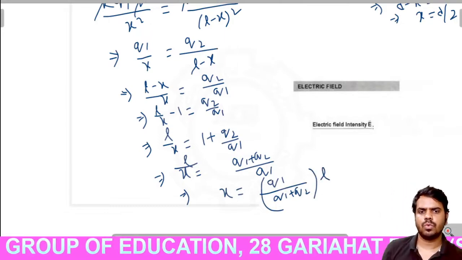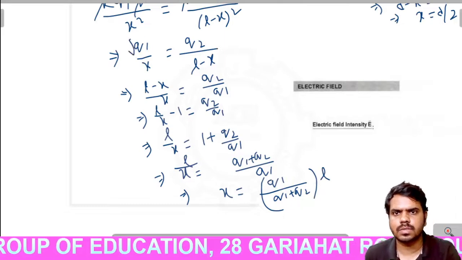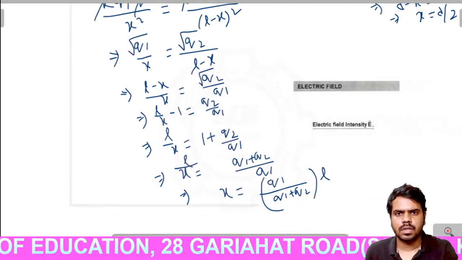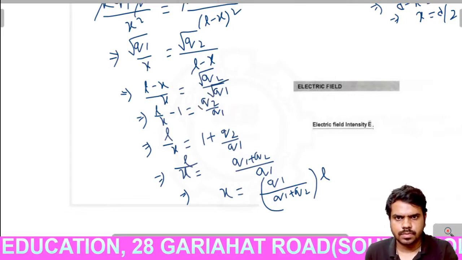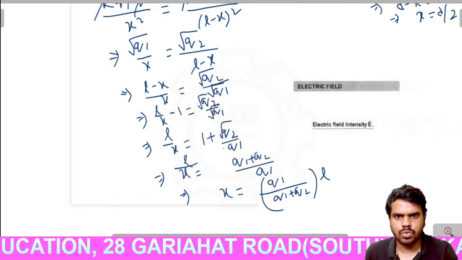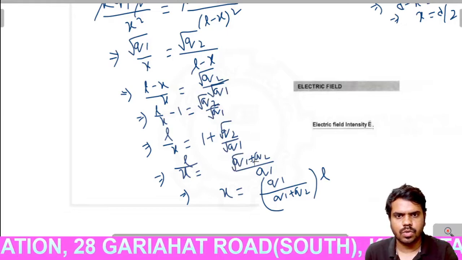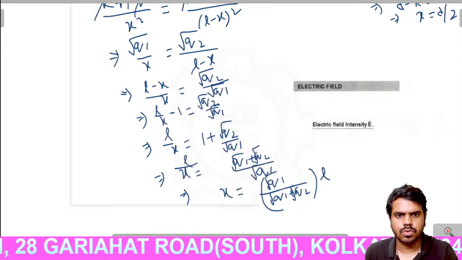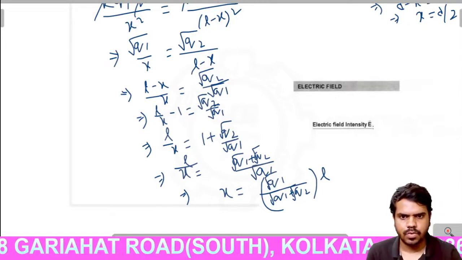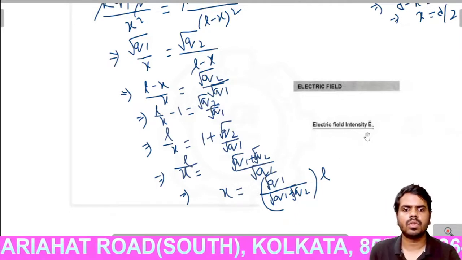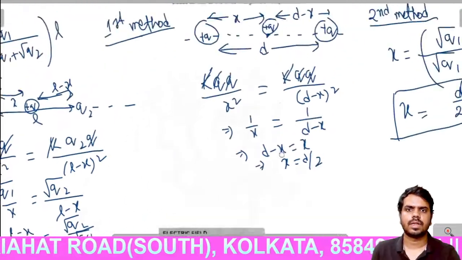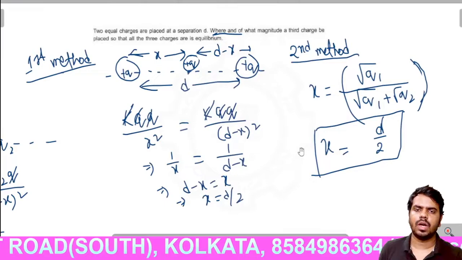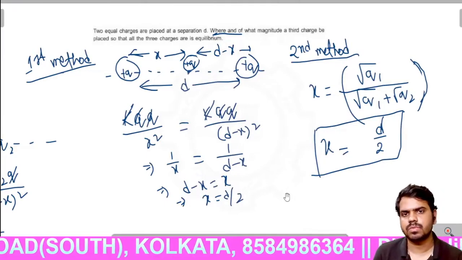Here the root comes in this form, because I am taking the square root. So root q1 by root q1 plus root q2. This is the formula. Okay, we got the formula: x equals root q1 by root q1 plus root q2 into L. Clear? Understood? If you don't understand, please comment below. I will make another separate video on this formula.